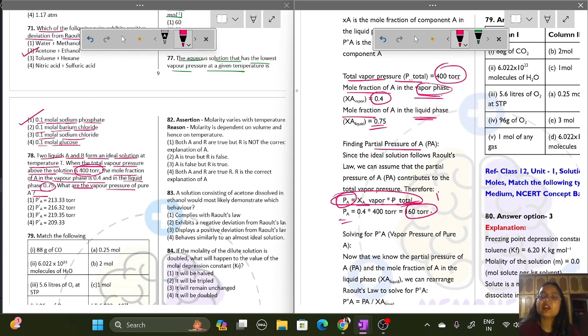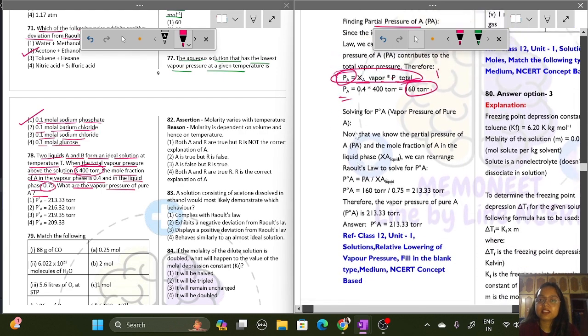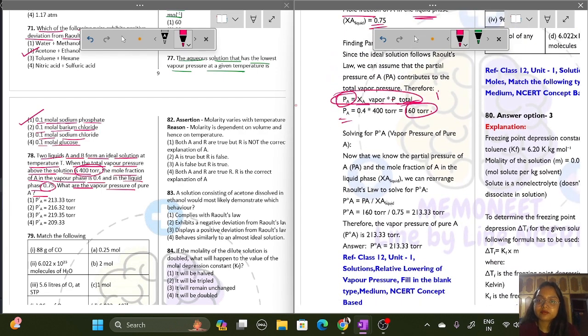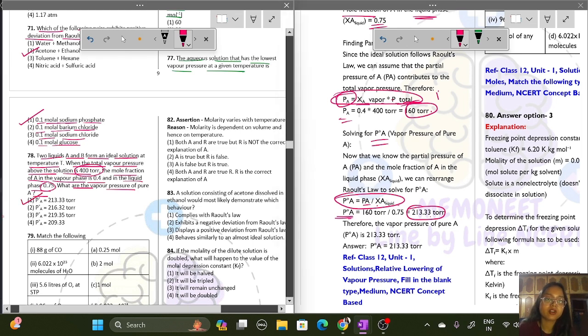So now if we got the PA as 160 torr, then we have to find out the P naught A. The formula for P naught A will be PA divided by the mole fraction of A in liquid. So P naught of A will be 213.33 torr. You just have to put the values in the formula and remember the correct formula where it will be used. So option number 1 is the correct option.